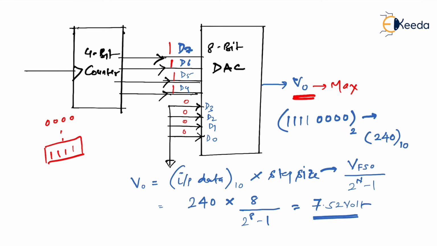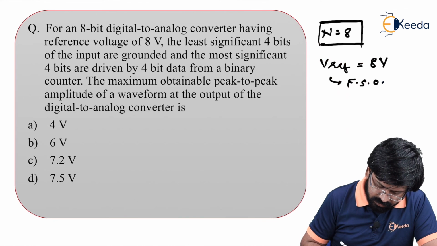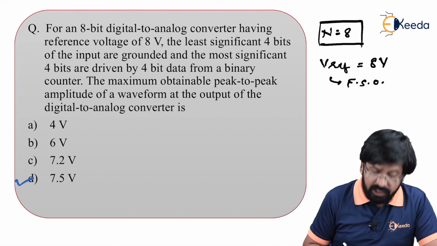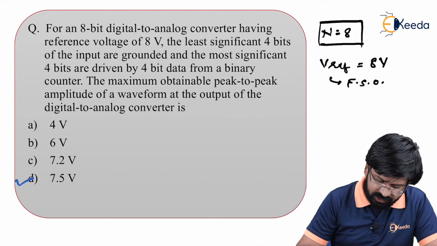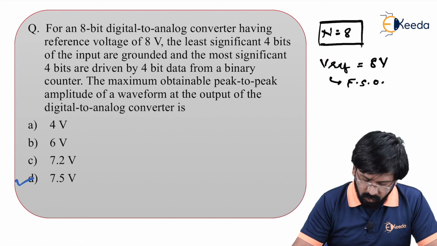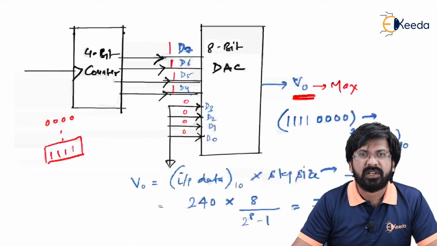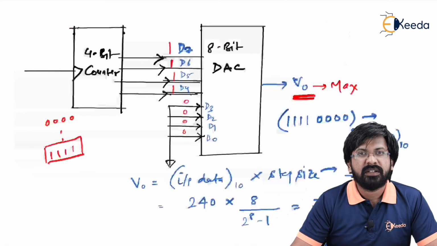So now let us verify what is the correct option here. Only option D is quite near to the obtained answer. 7.5 volt is the correct answer. This is how you should actually go on solving the problems on DAC. The only thing that should be known to you is input and output relation, how to calculate step size, how to calculate the resolution. If you know this, then solving DAC problems is very easy. Thank you.